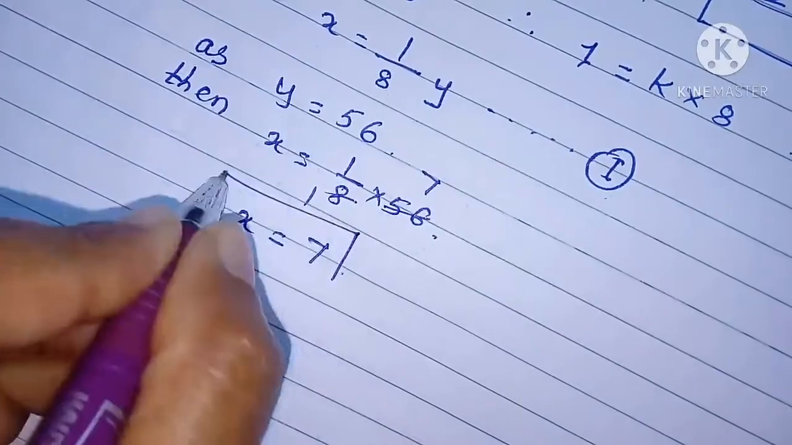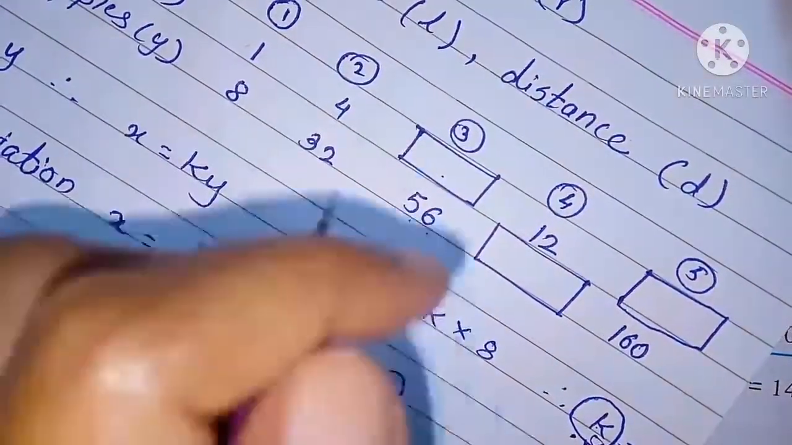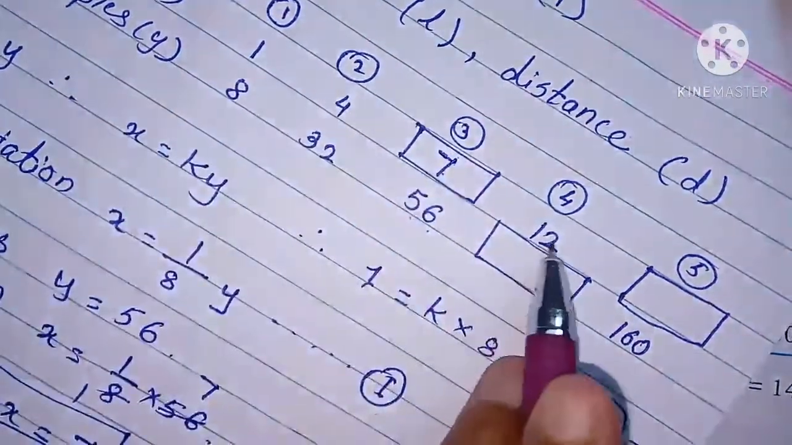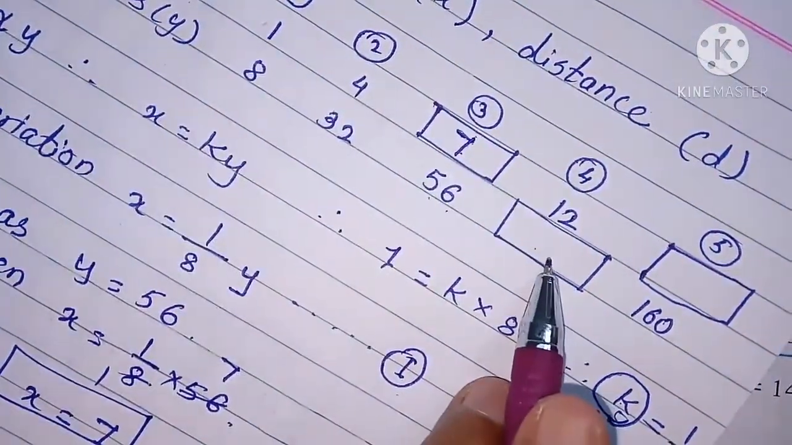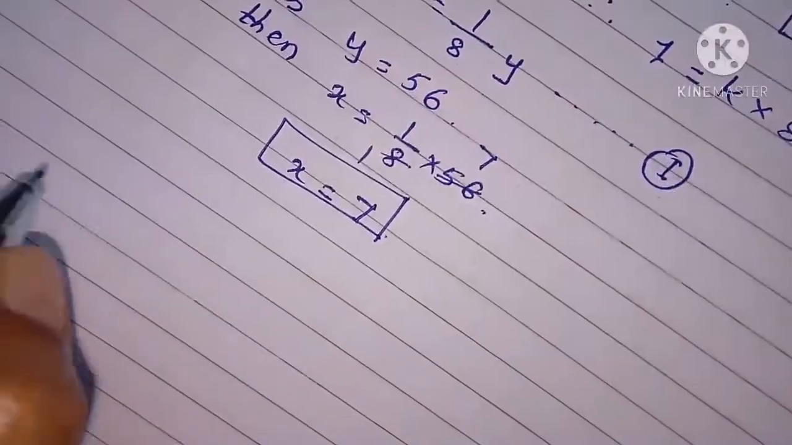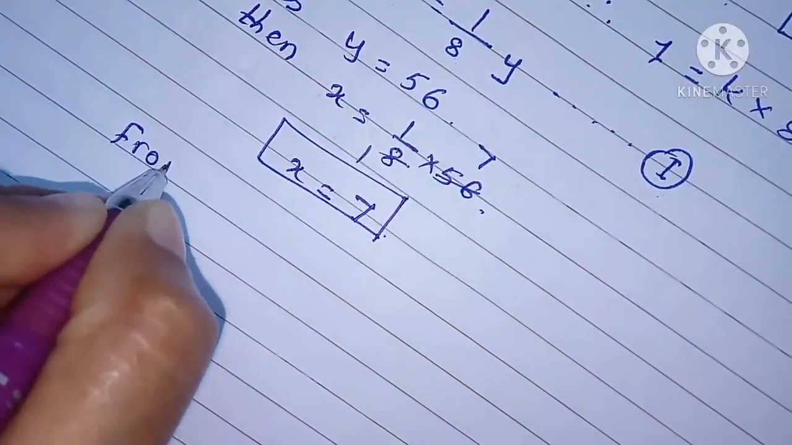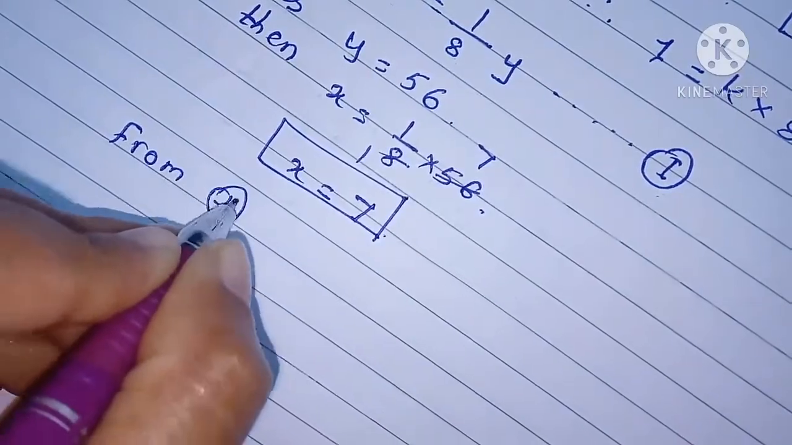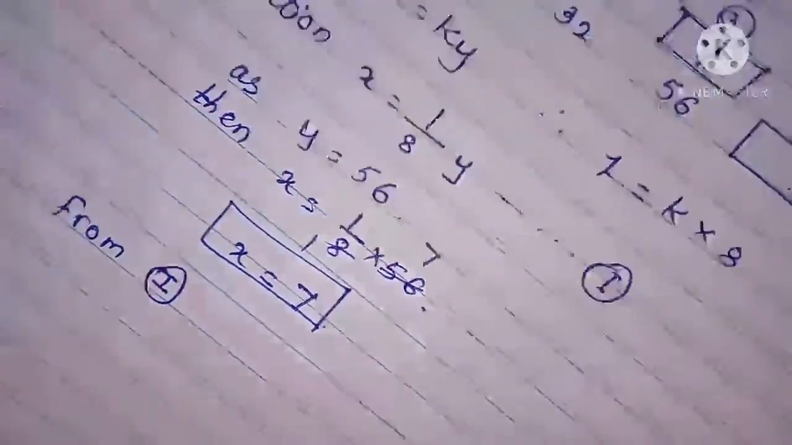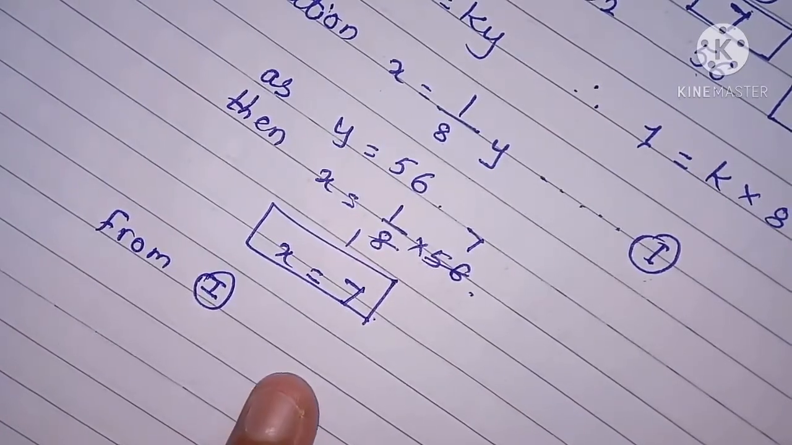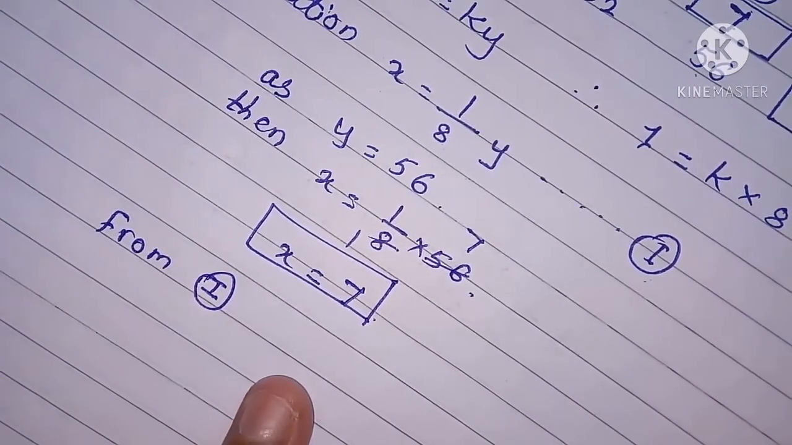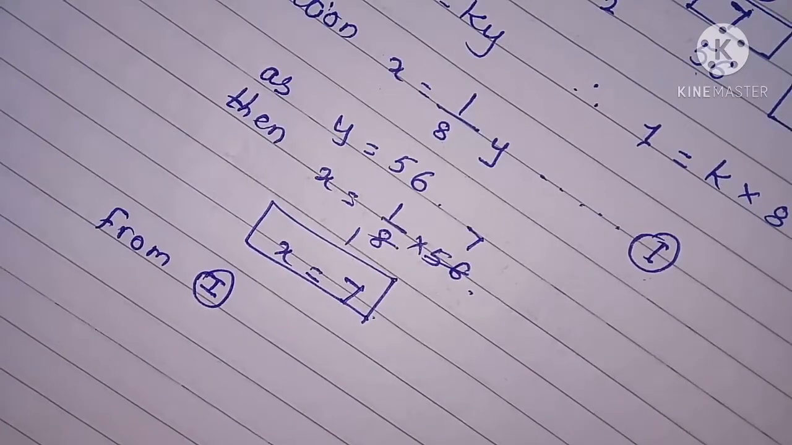Here comes the value of 7 apples, 56. Here write 7. Now here 12 is given, meaning the value of x is given, and we are finding the value of y. So we say that from the first equation of variation, that is finding the value of y. How to find this value of y?